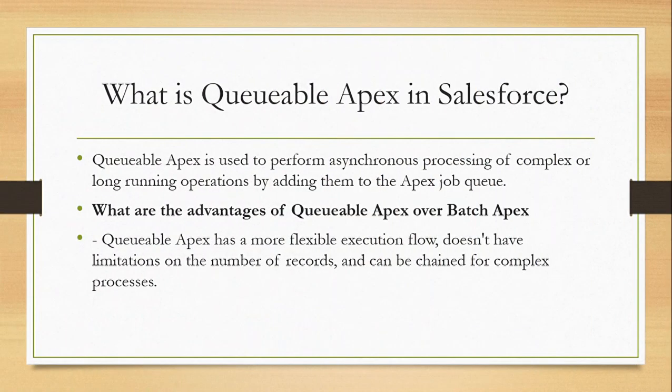Then Queueable Apex is used to perform asynchronous processing of complex or long-running operations by adding them to the Apex job queue. And what are the advantages of Queueable Apex over Batch Apex? Queueable Apex has a more flexible execution flow, doesn't have a limitation on the number of records, and can be chained for complex processes.